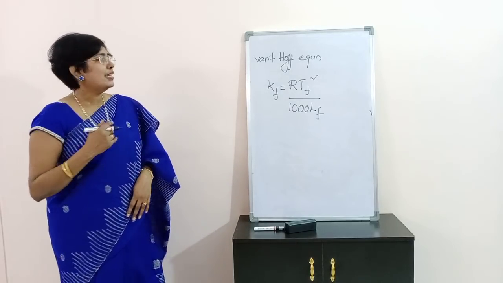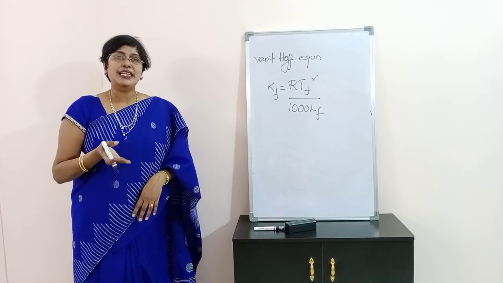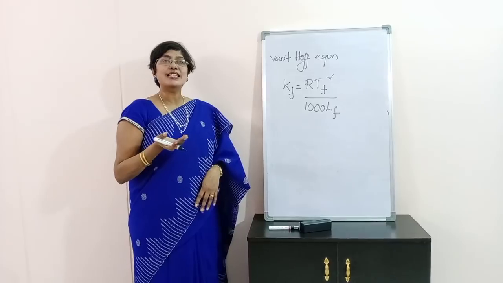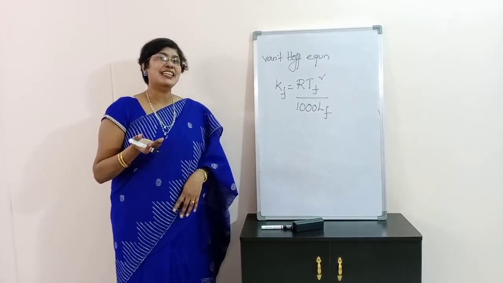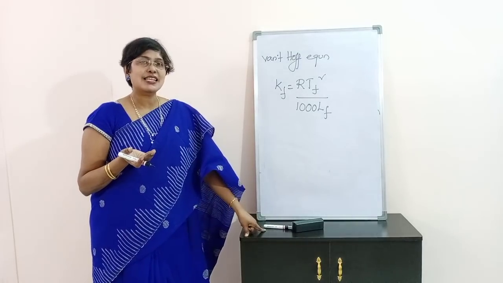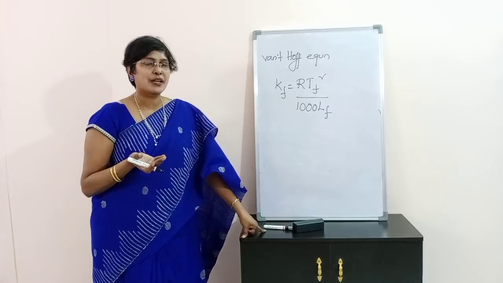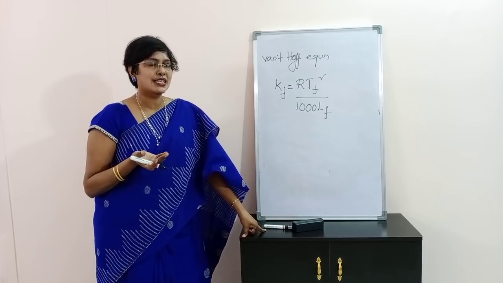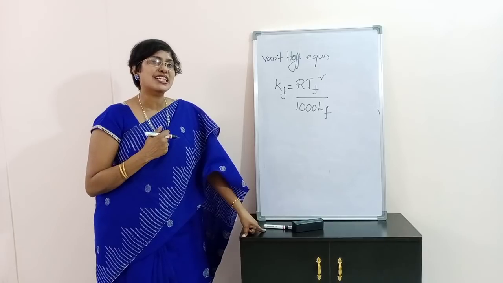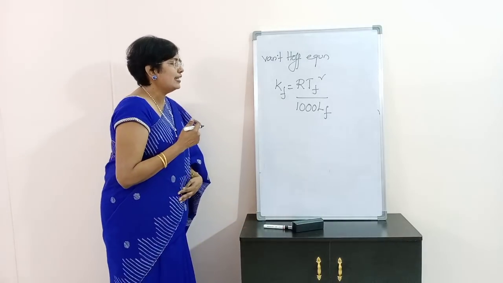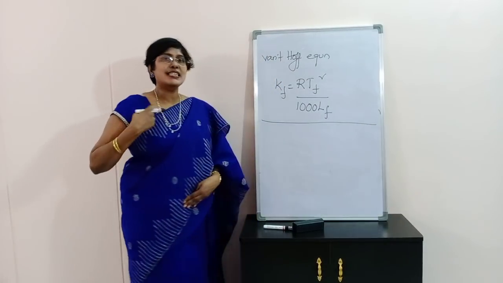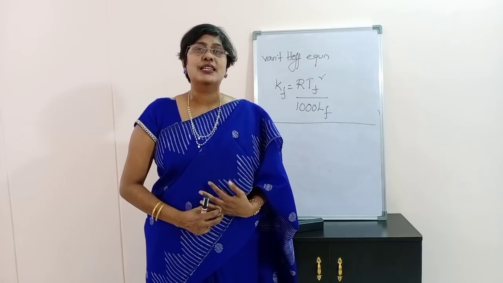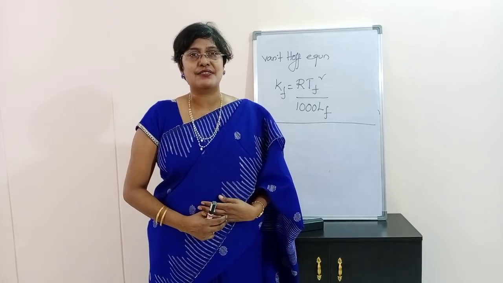Kindly write down, students, below, where R is the gas constant, Tf is the freezing point of solvent. What is Lf? Latent heat of fusion. Last class we have seen Lv means latent heat of vaporization. Okay. Lf is latent heat of fusion. I am not going to give the definition. If you know the definition, kindly post it in the comment section. So, till here, draw a line, students, kindly. So, this is the answer for determination of molecular weight of non-volatile solute from delta Tf.